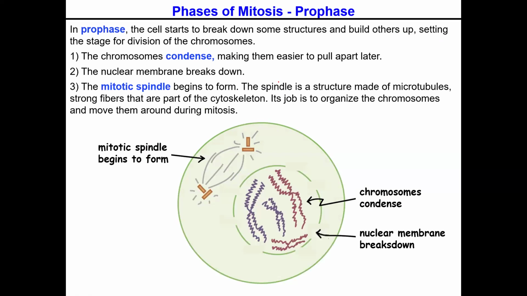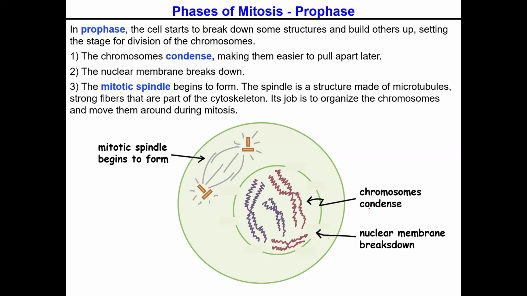So looking at our first phase of mitosis, it is going to be prophase. When it comes to prophase, the cell is going to start to break down some structures and build other ones up, setting up for that cell division. Now, these are the three characteristics that come with prophase. So the chromosomes are going to start to condense and become much more visible.